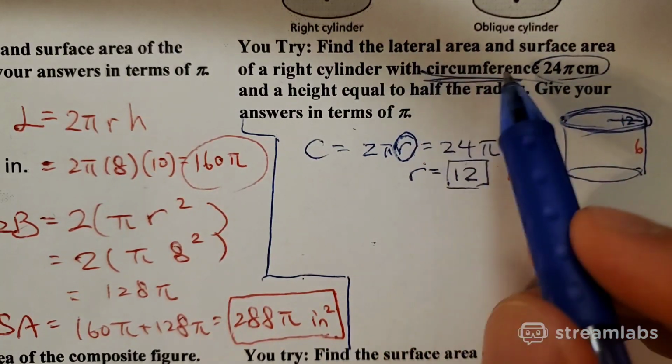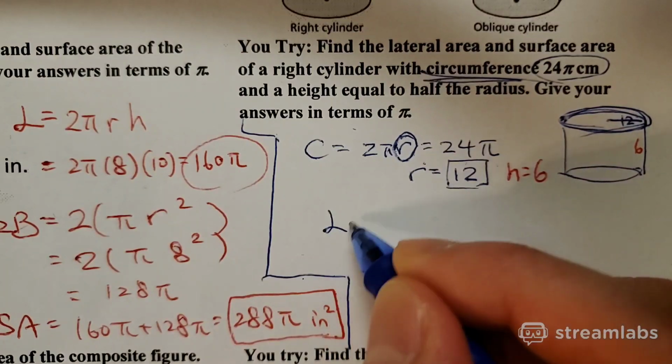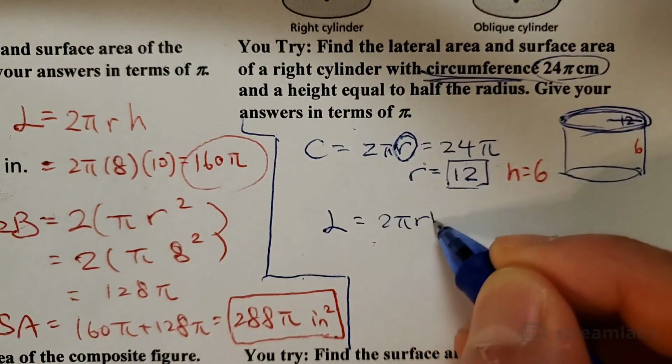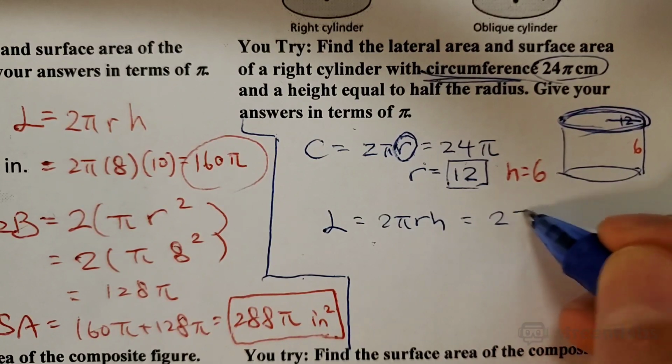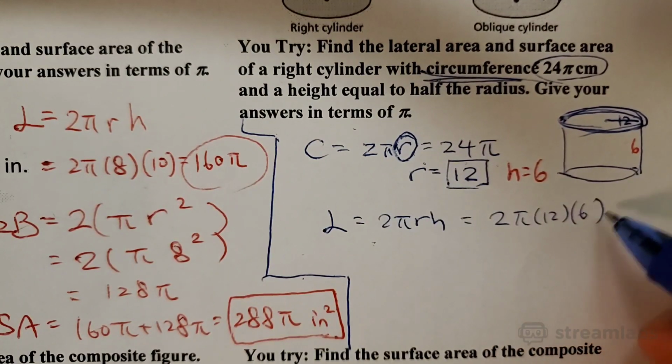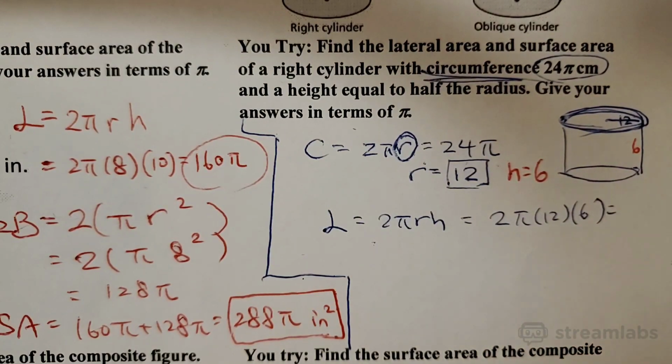Because you want to then find the lateral area. Lateral area will be 2 pi r h, which is 2 pi 12 h, which is going to be what, 144 pi, right?